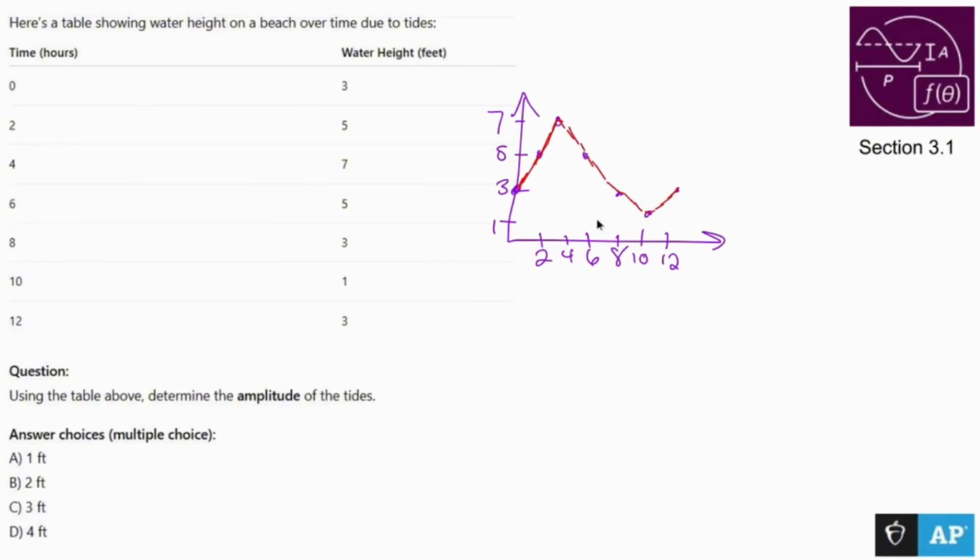What I do know is that if it is periodic and I need to find the amplitude, I care about half the distance, the y value distance, or rather half the total height created in this graph. So you take your maximum value, which is 7, you take your minimum value, which is 1, and you take half of its difference. Half of 7 minus 1 is half of 6, which is 3. So there you have it.